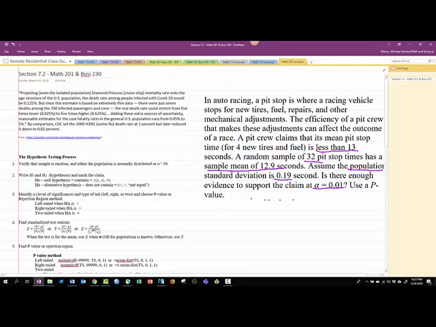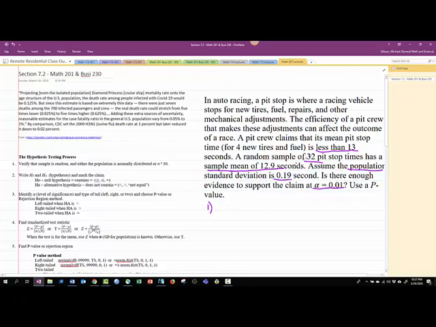All right, and like I said, these are going to be p-values. So step one in the process, verify it's random. Well, we're going to assume that, and that the population is normally distributed or n is bigger than 30. Well, n was 32, so we're good with that.